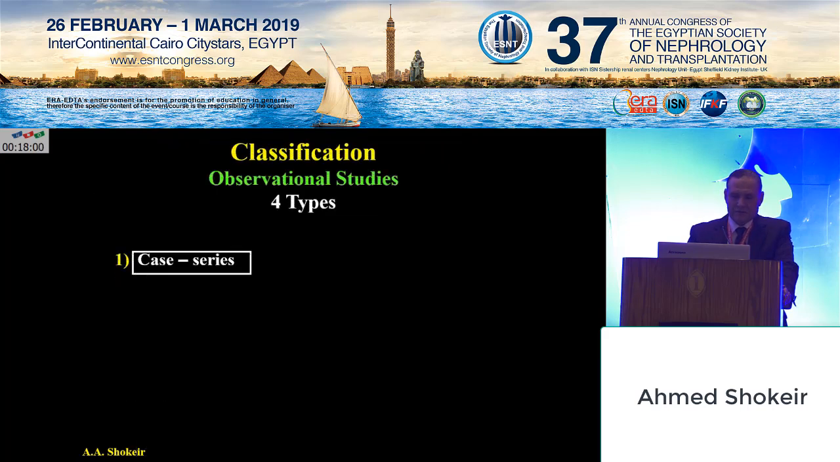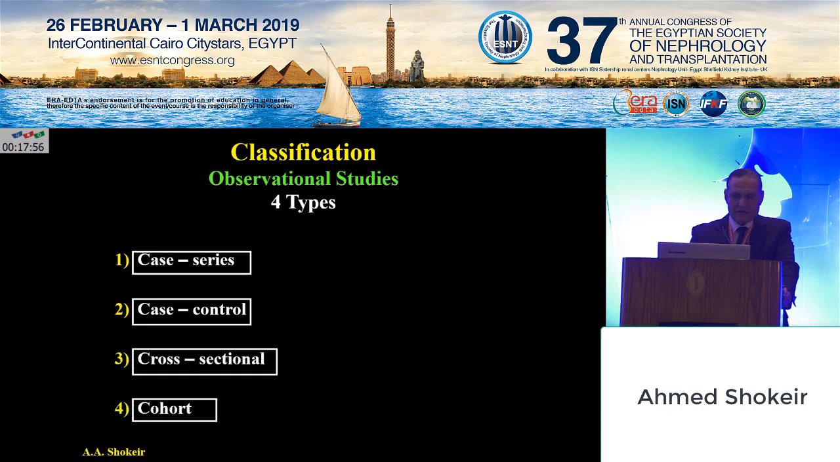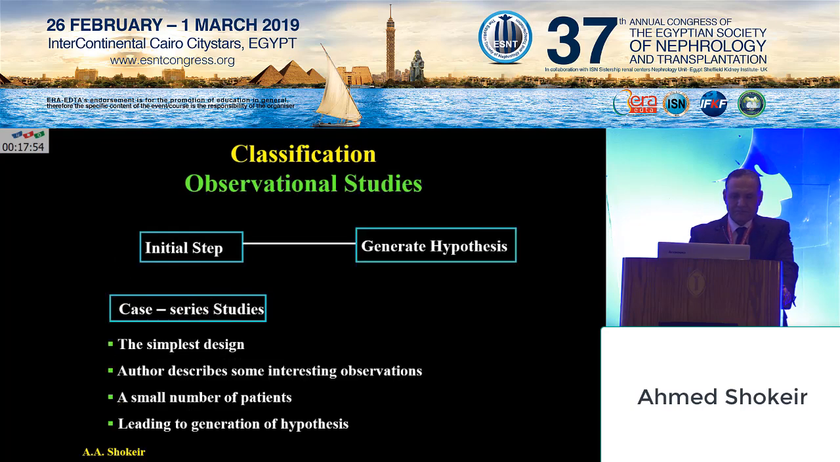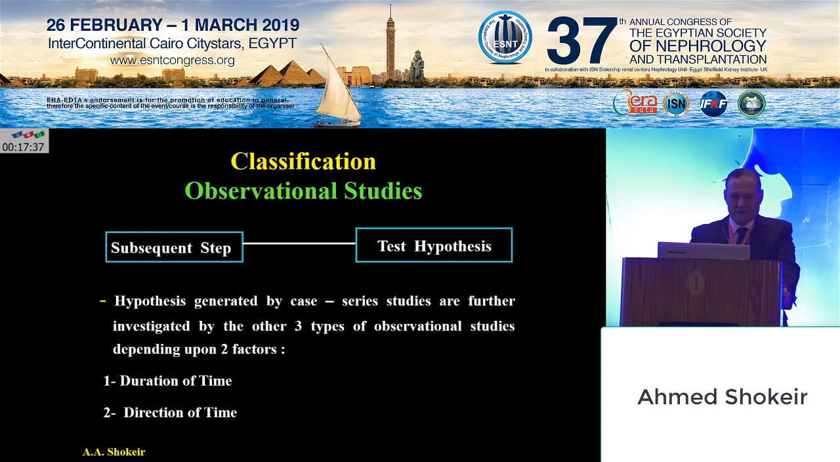There are four types of observational studies: case series, case control, cross-sectional, and cohort studies. The initial step in the observational studies is to generate hypotheses through a case series study, which is the simplest study design. The author describes some interesting observations in a small number of patients, leading to generation of hypotheses.